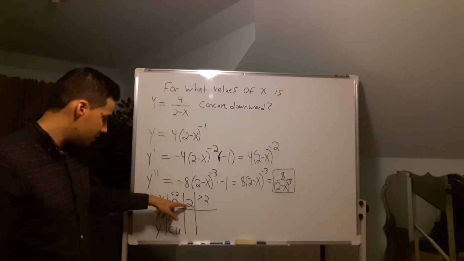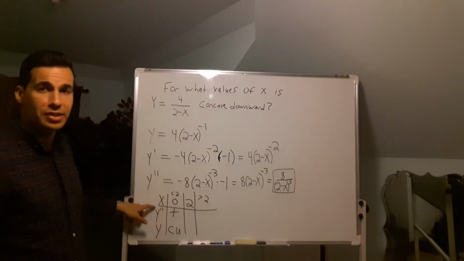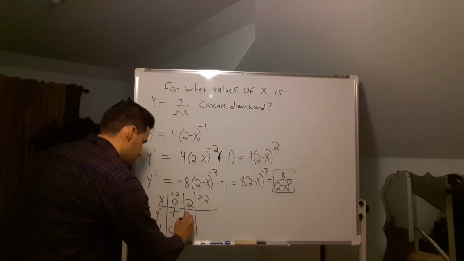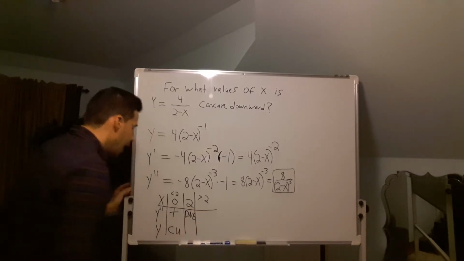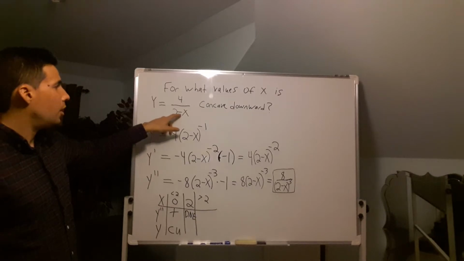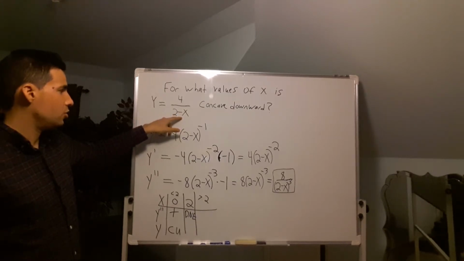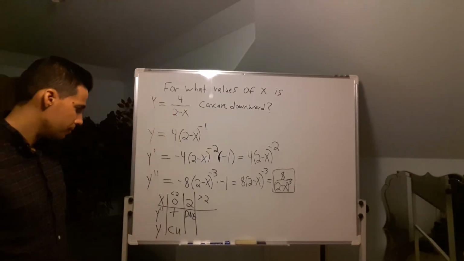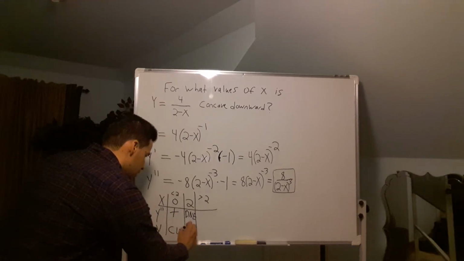Okay? When x equals 2, the second derivative does not exist. And as well, if you look at the original function, the function does not exist when x equals 2 because the denominator will give you 0. So the function does not exist either.